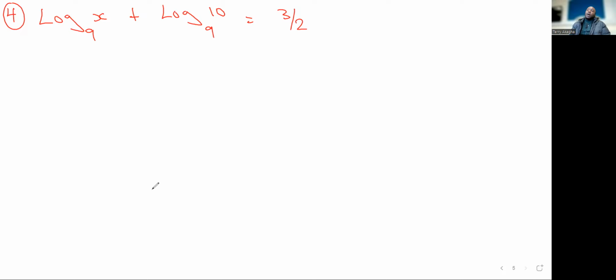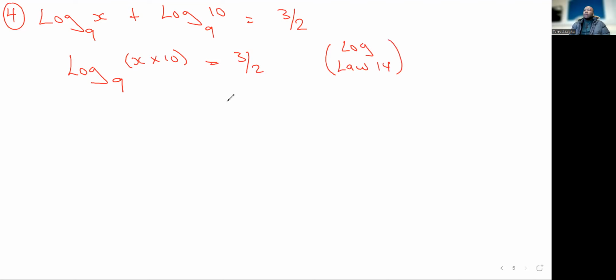So let's see. I can combine these two together using the product law. So it's going to give me log 9 of x times 10 will be equal to 3 over 2. So this is the logarithm product law. Then it's going to give me log 9 of 10x to be equal to 3 over 2.